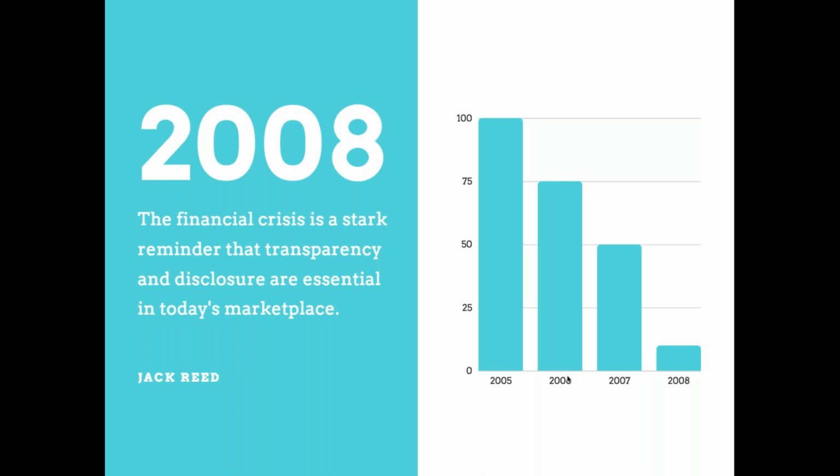When the banks were bailed out, a lot of the funds didn't trickle down to the people who needed it in the economy, like the entrepreneurs, so they can hire people and run businesses. And so it caused a lot of problems. And there's an interesting quote from Jack Reed, who's a politician. He said, "The financial crisis is a stark reminder that transparency and disclosure are essential in today's marketplace."